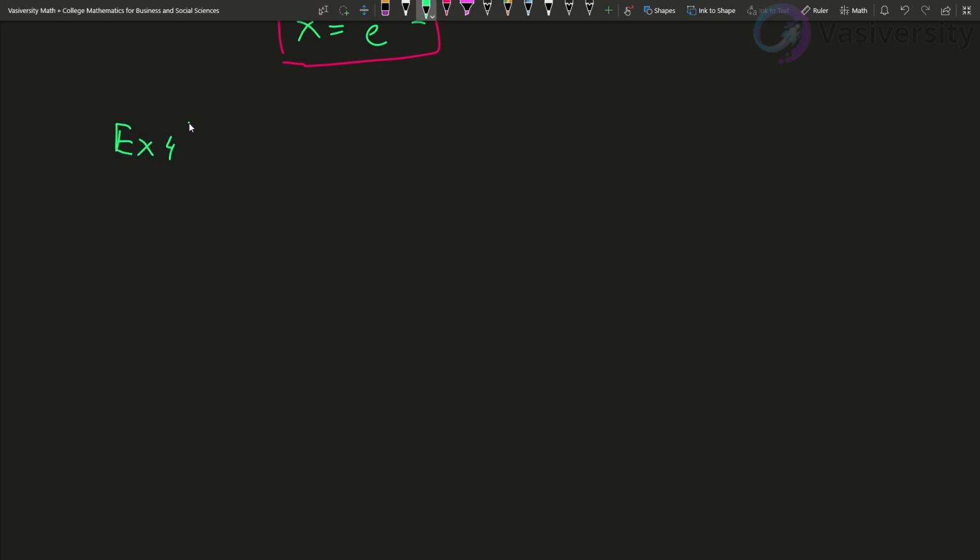Example 4. So we have the logarithm of 5x plus the logarithm of x minus 1 is equal to 2. Okay, so let's recall that we can use the properties of logarithms to simplify that. So let's go ahead and try to simplify the left-hand side.